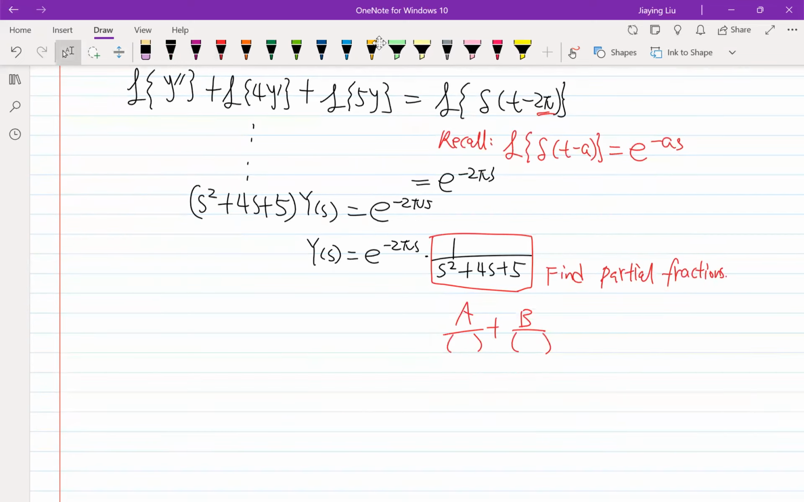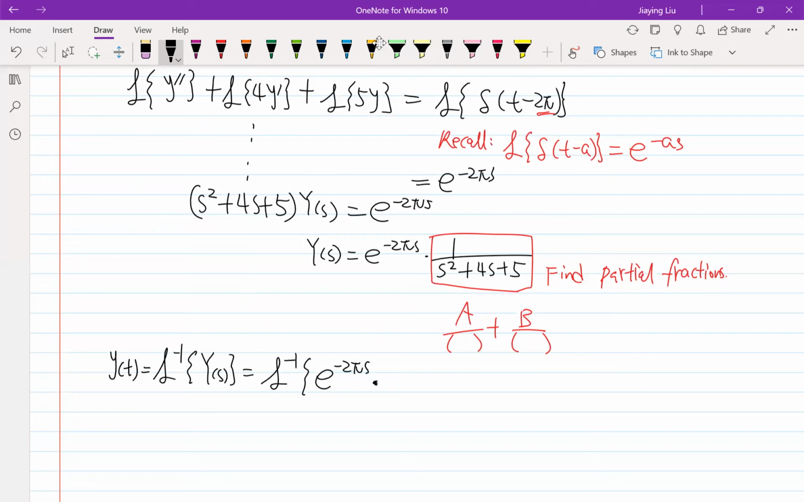And now it's okay to find the inverse. So the solution y of t equals inverse Laplace transform of capital Y of s. And that's going to be inverse Laplace transform of e to the negative 2 pi s times this partial fractions. Right? So what do we do next? Well, we begin with the delta function. Now we end up with this. But if you look at it, it's actually nice, because this is the exponential with s in the exponent. And that means we can use the inverse rule of t translation.